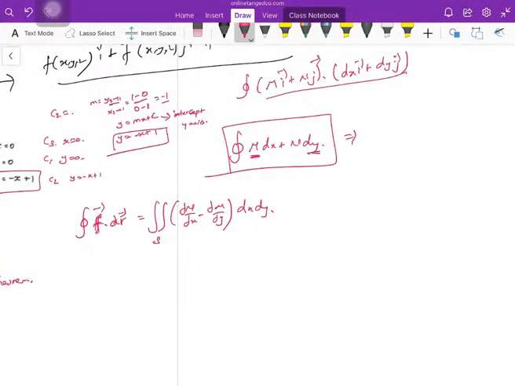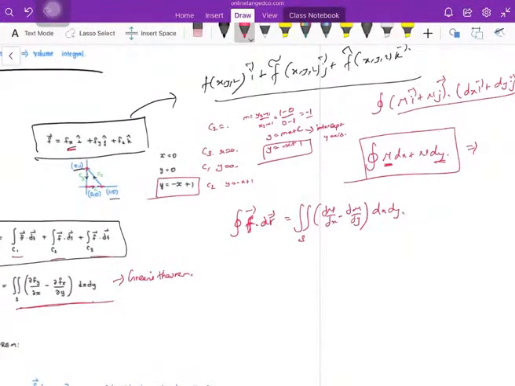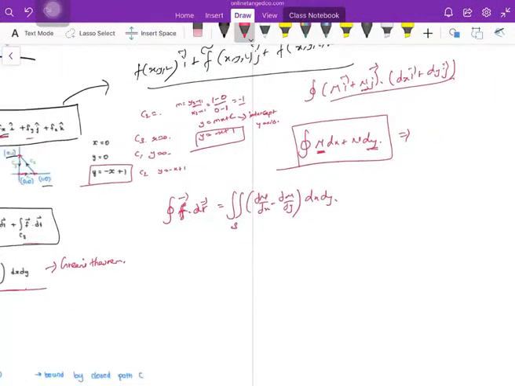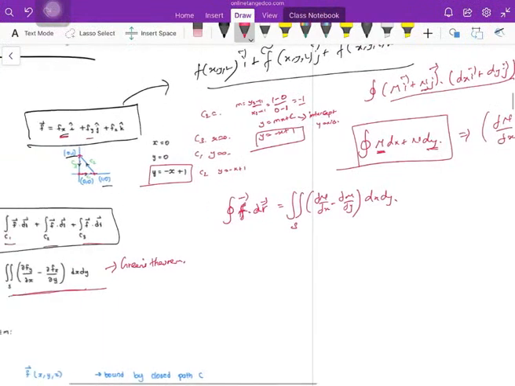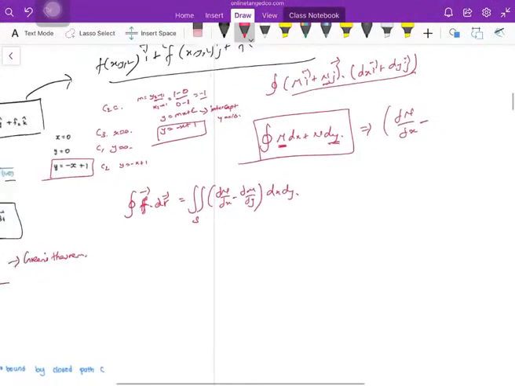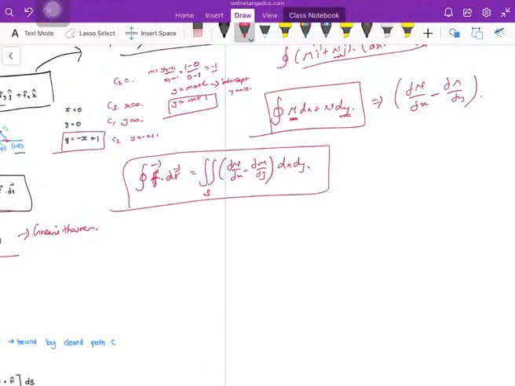Now, as per the Stokes theorem, what did I say? As per the Stokes theorem, the surface integral of ∂Fy/∂x, where N is my Fy, so ∂Fy/∂x means ∂N/∂x, minus ∂Fx/∂y, where Fx is nothing but M, so ∂M/∂y. Remember the formula like this, because this will be useful.